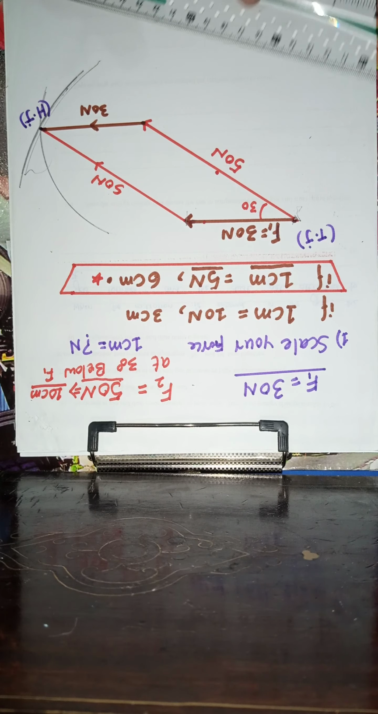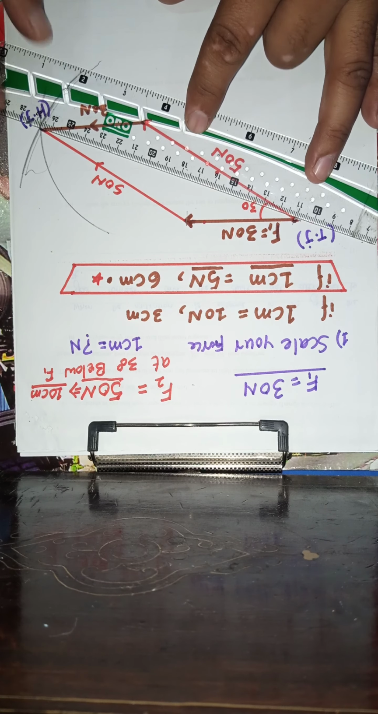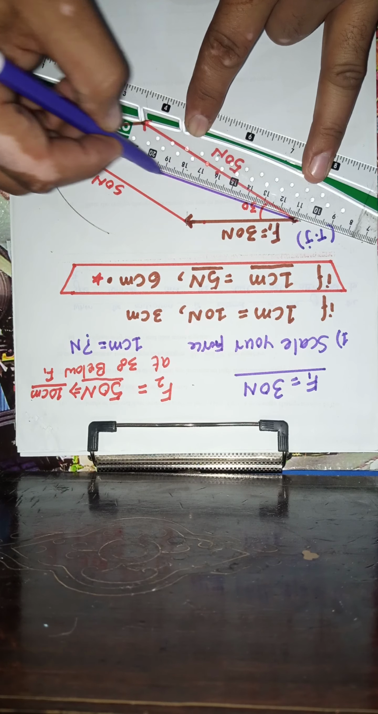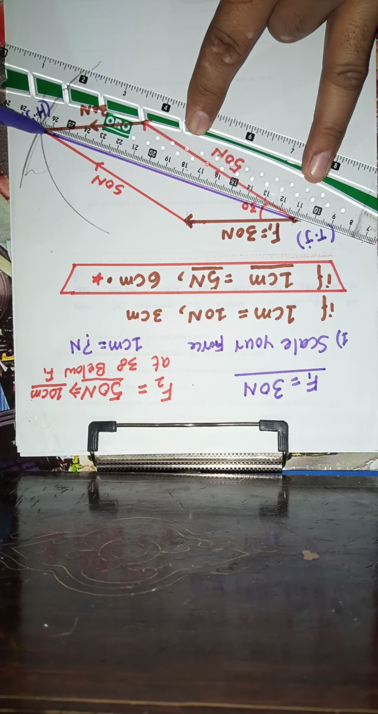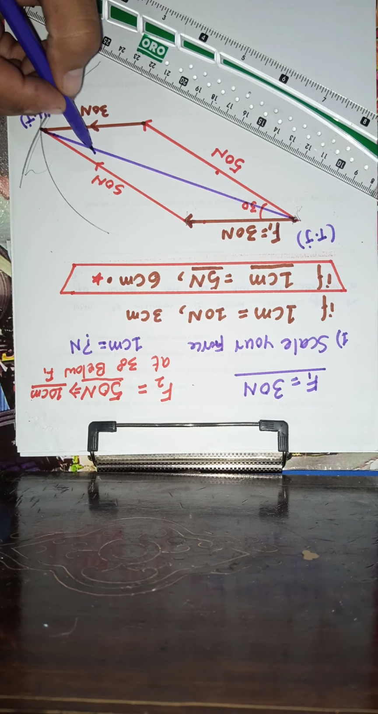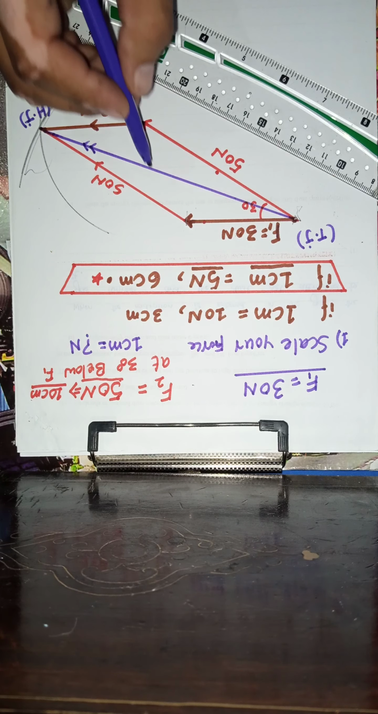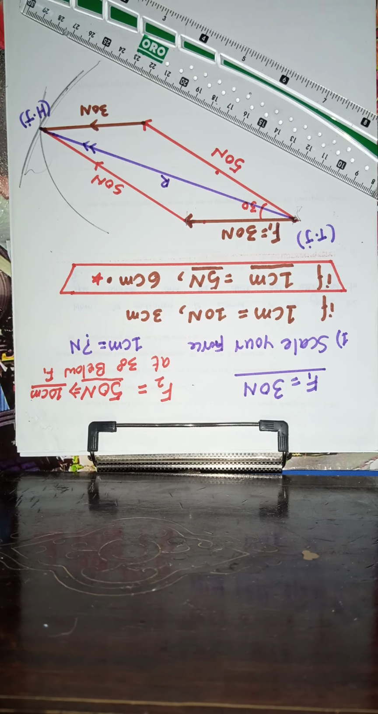Now I will draw the resultant, and that resultant would be starting from the tail junction, and then it would be joining at the head junction. Okay, it is starting from the tail junction and it is ending at the head junction. Now this is your resultant. This is your resultant vector, a resultant force.